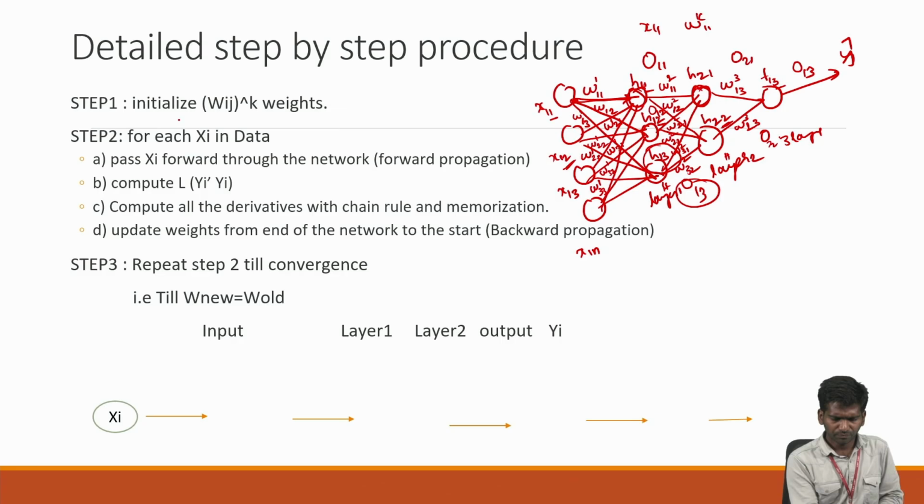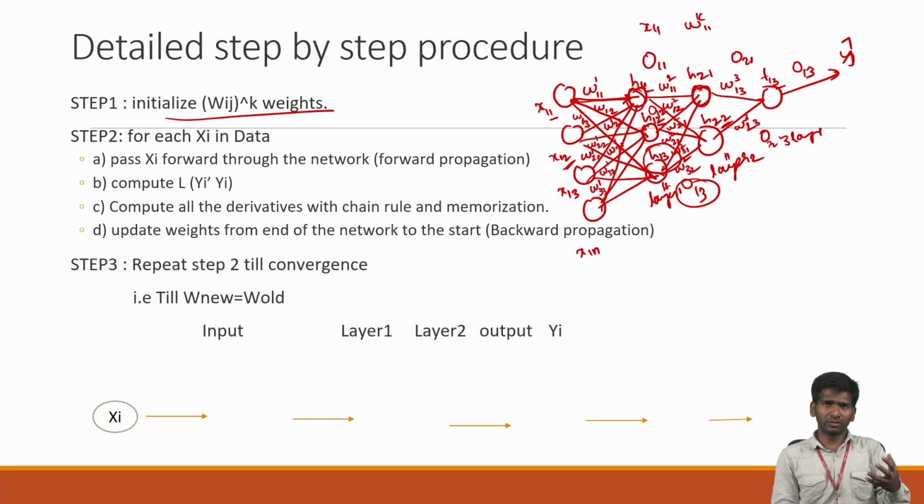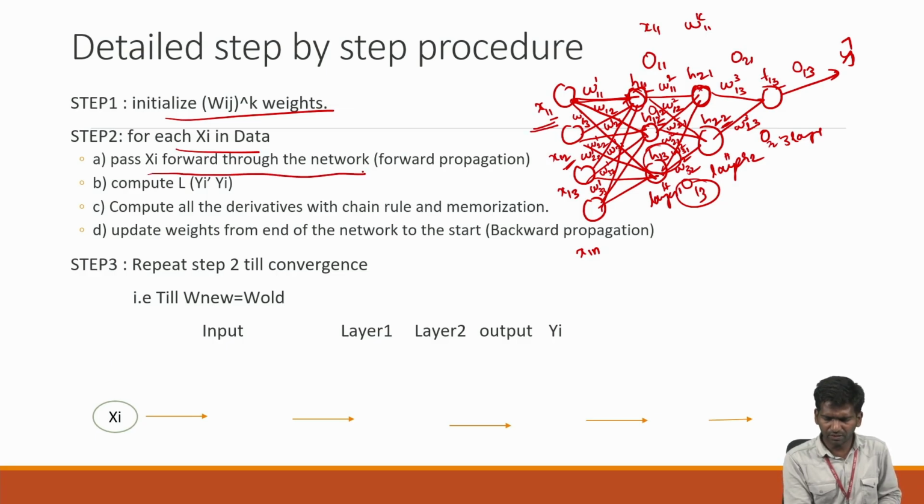So first we initialize the weights. If you note down the step-by-step procedure of calculating the back propagation implementation, first we will initialize the weights. Then for each xi, we will pass xi forward through the network, passing xi to the remaining cells and getting the output. So this is forward propagation. This is the very first step.